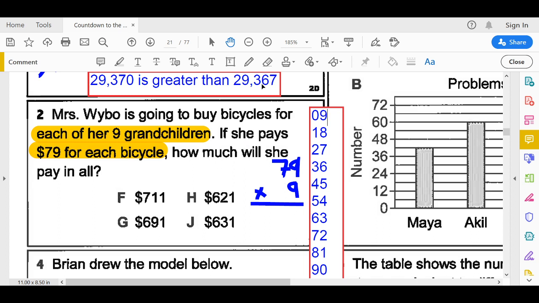So let's just find the answers here. 9 times 9 is 81. I can see it here because it's 1, 2, 3, 4, 5, 6, 7, 8, 9. That is an 81. And I'm going to write it right here. Before I go to the next number, I need to anchor my 0 here. And then I go 9 times 7 is 63. I can see it right here.